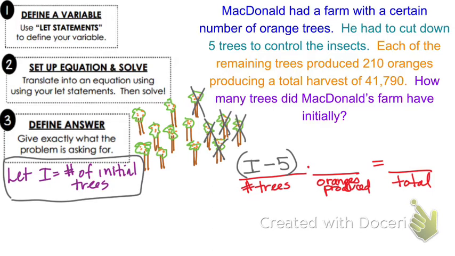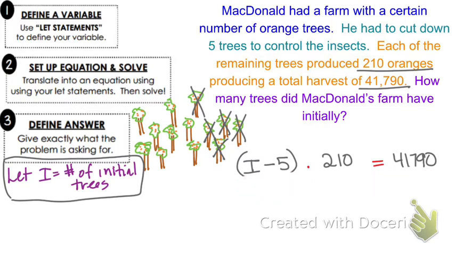Now let's see, how many oranges did each of those trees that are left produce? 210. And then the total is 41,790. So this is the equation that I'm going to go through and solve. Now this might look kind of strange because there's this in parentheses times this. I'm just going to switch the order.